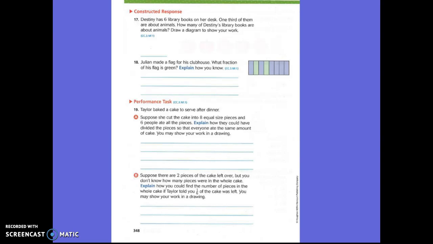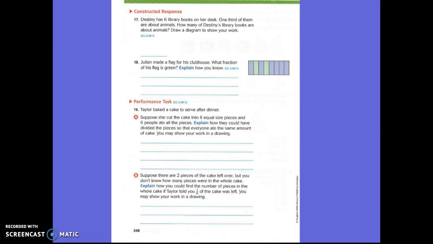Destiny has 6 library books on her desk. 1/3 of them are about animals. How many of Destiny's library books are about animals? Draw a diagram to show your work. Boys and girls, this problem is exactly what you did yesterday. So, what do we know? What is the most important thing we do for first step? What's the first step? We draw 6 circles.